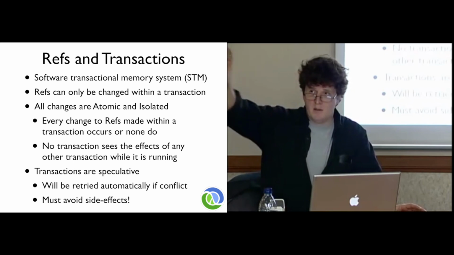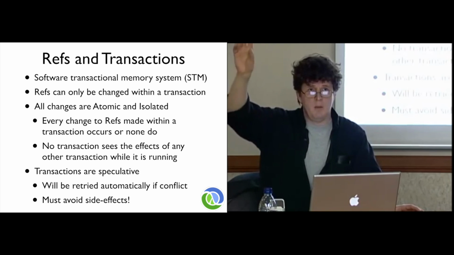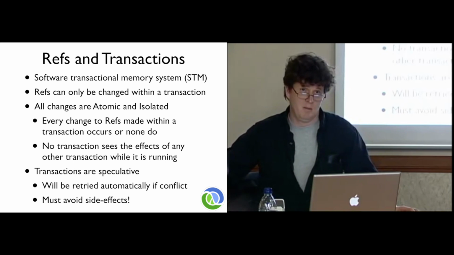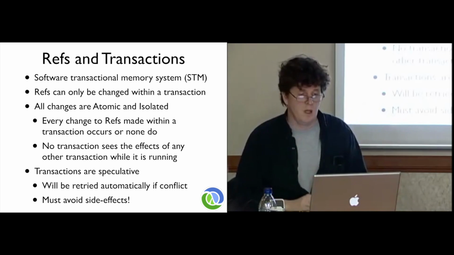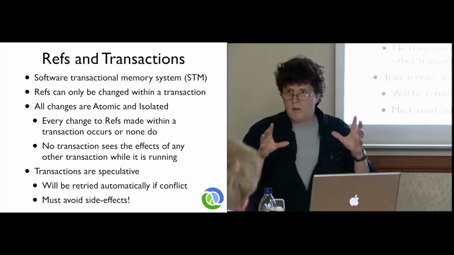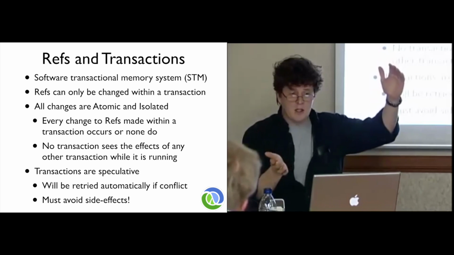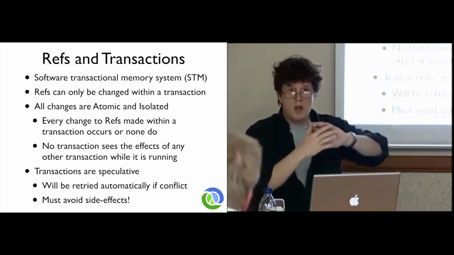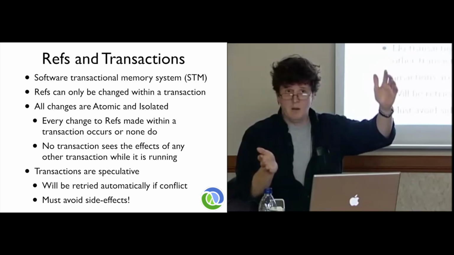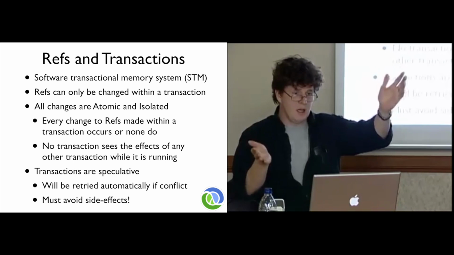Okay, so you know the ACID of database, well, it can't be consistent because there's no constraints. It can't be durable because it's in memory. But it has the other two pieces. It's atomic and isolated, which means that every change you make to a set of refs inside a transaction either happens or none of the changes you made happen. So that's the atomic. Everybody understands that, I think, that's used as a database.